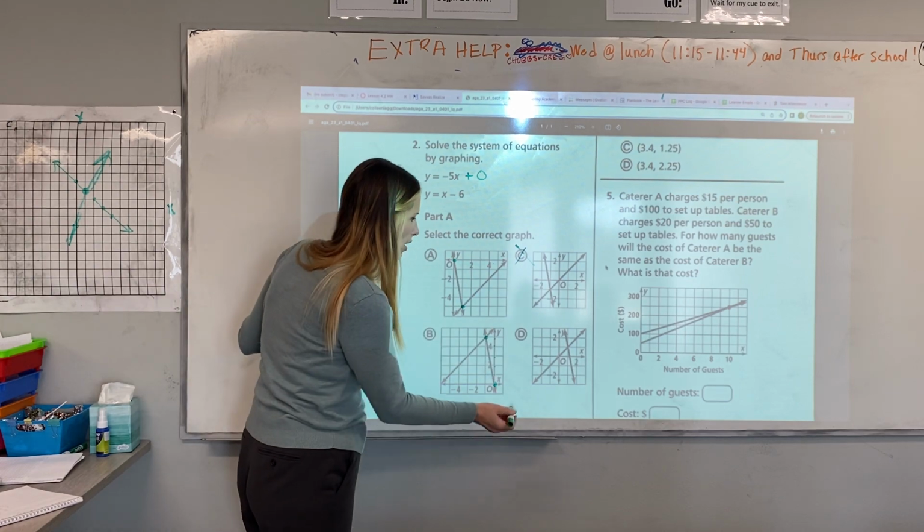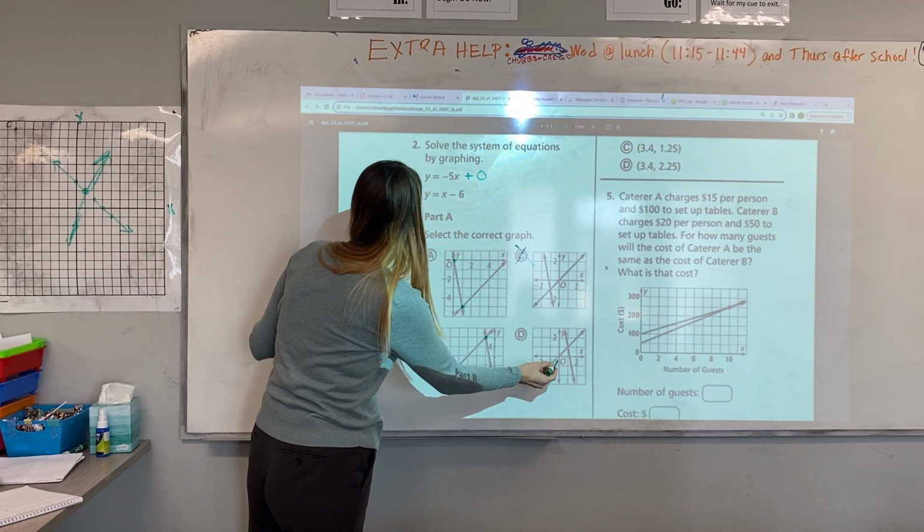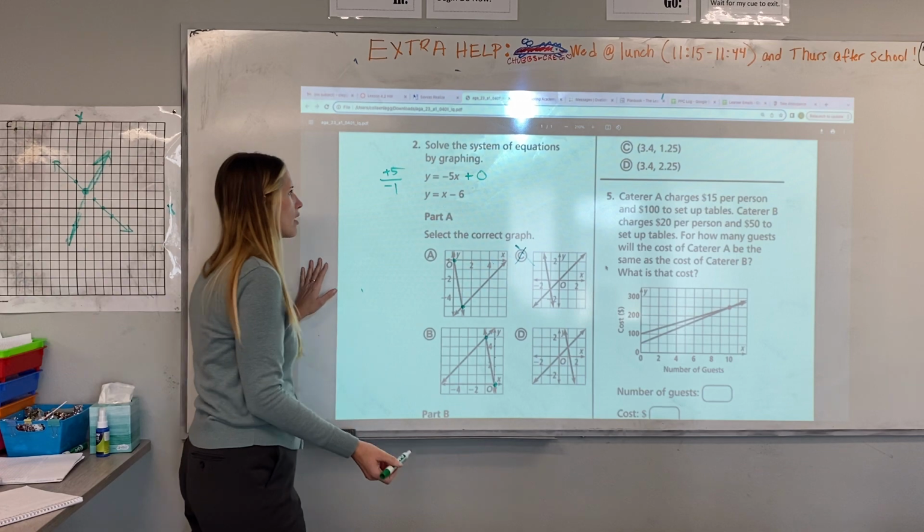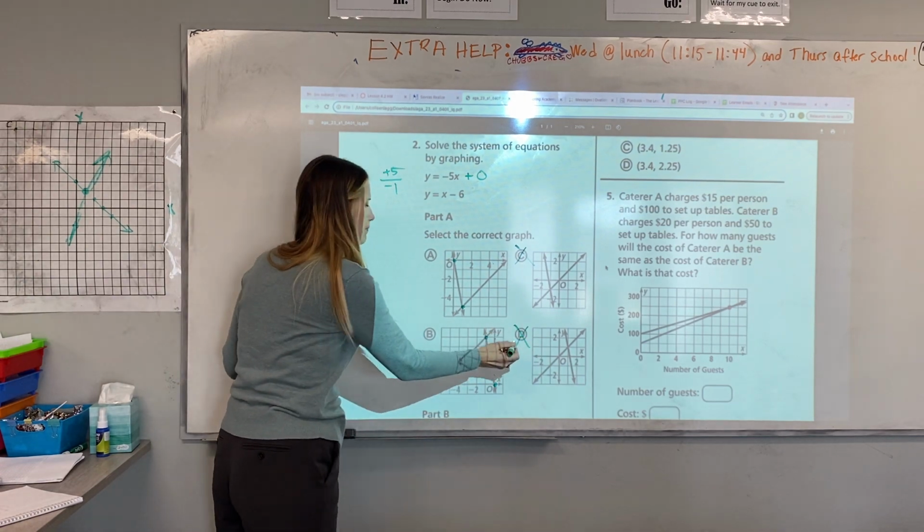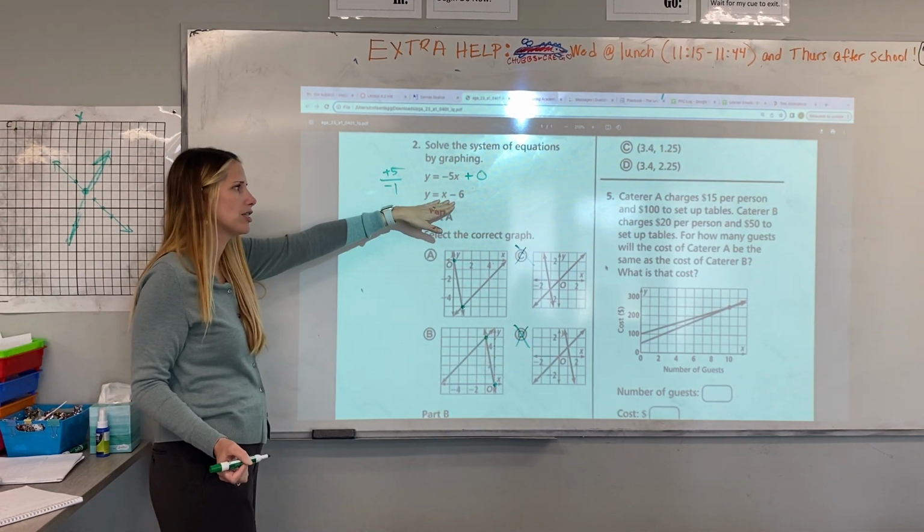D, we have our y-intercept here. No, that's not going to work. Down 5 and to the right 1. That's not going to work at all, so this cannot be it. Let's check out our next equation.